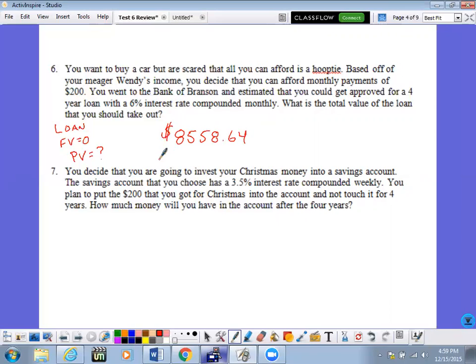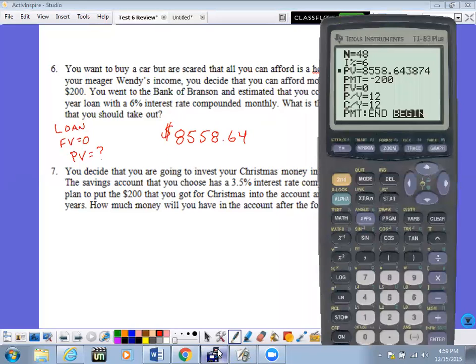$8,558.64. Recognize again, we're putting it into the context. I don't need all these decimals afterwards. In the context of the situation, we leave it like money.